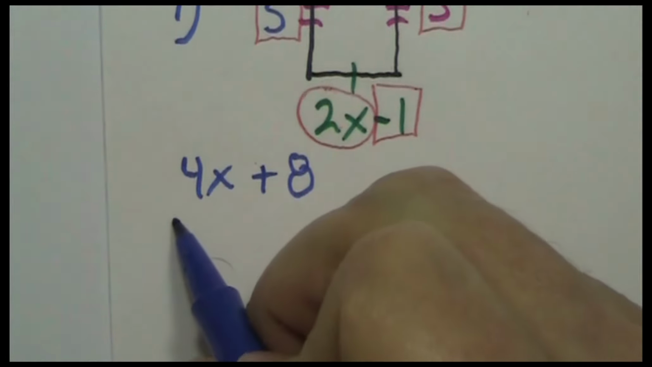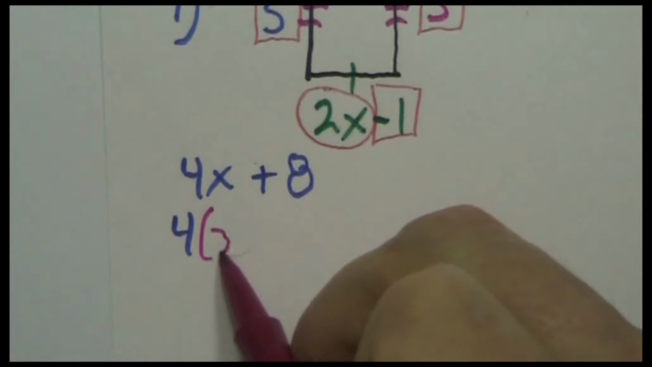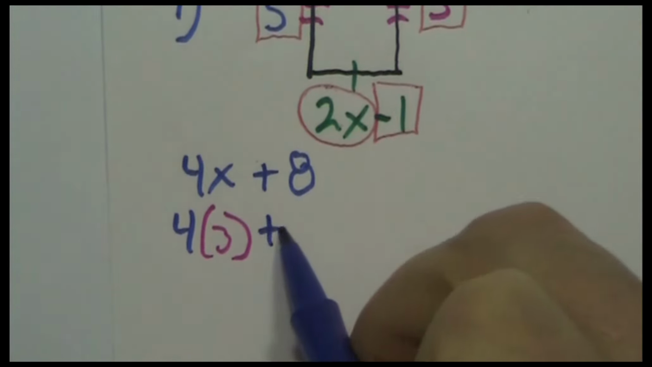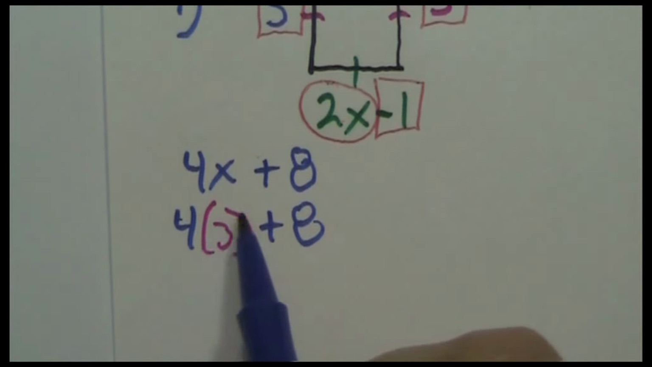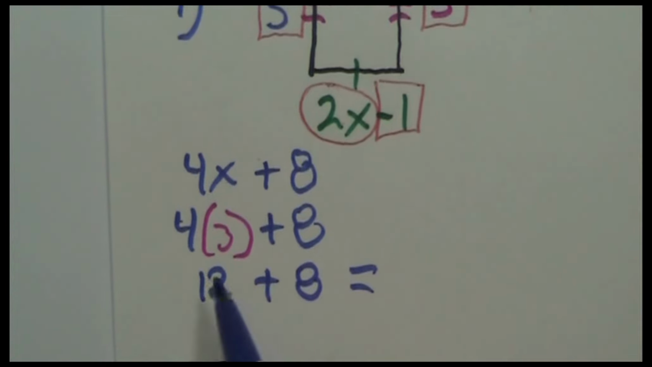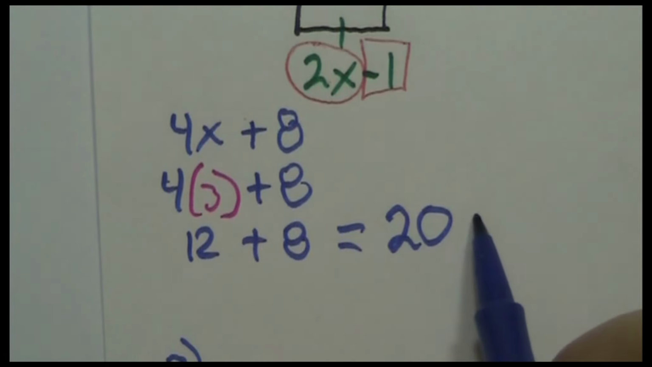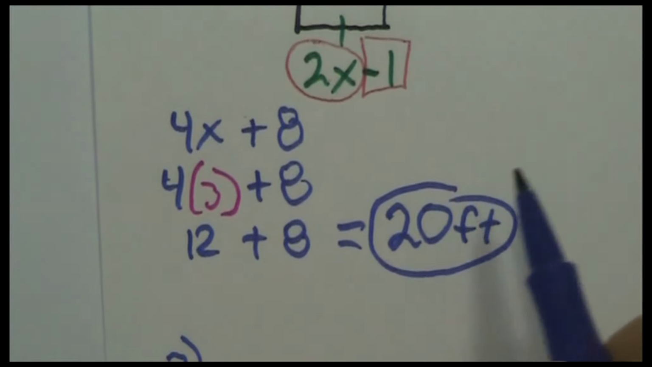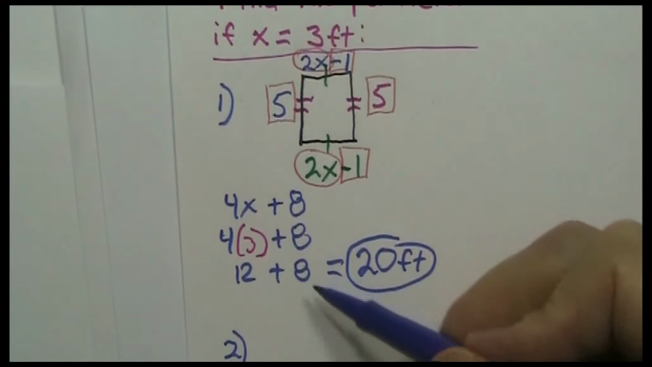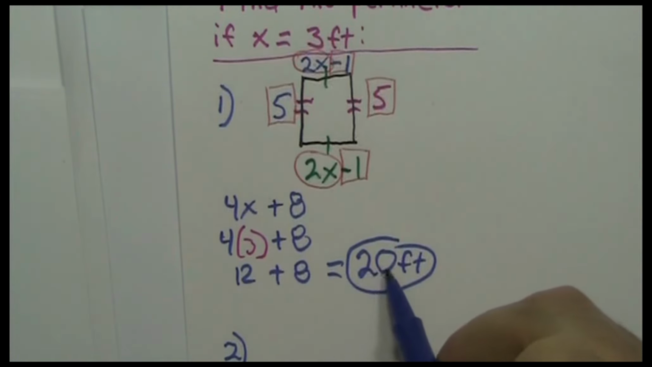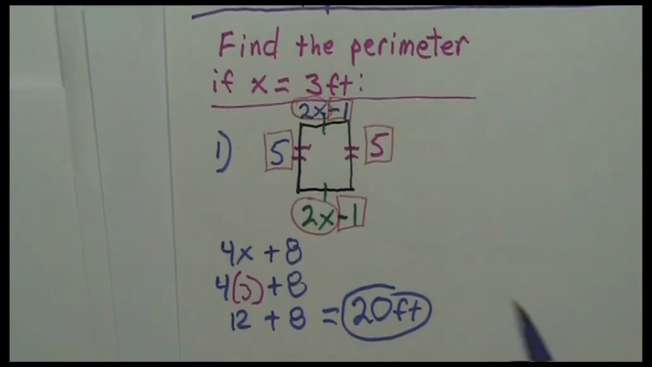So if x is 3, this is what we have: 4 times 3, plus 8. So how much is that? 4 times 3 is 12, and 12 plus 8 is 20. And we said x is 3 feet, so this must be 20 feet. That's how long it is going around the entire perimeter. So going along the entire perimeter, this is the expression we use, and if you put a 3 in there for x, it's 20 feet. Why did we put a 3? Because that's the directions: if x is 3 feet. Now, if it was something else, it would be a different number.